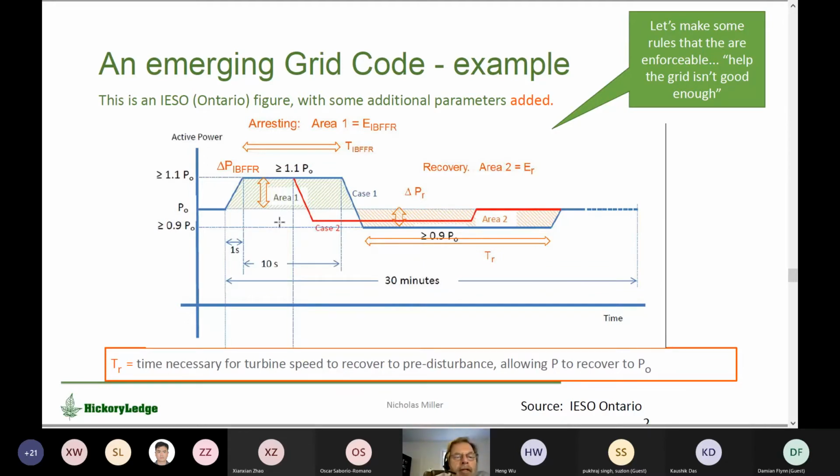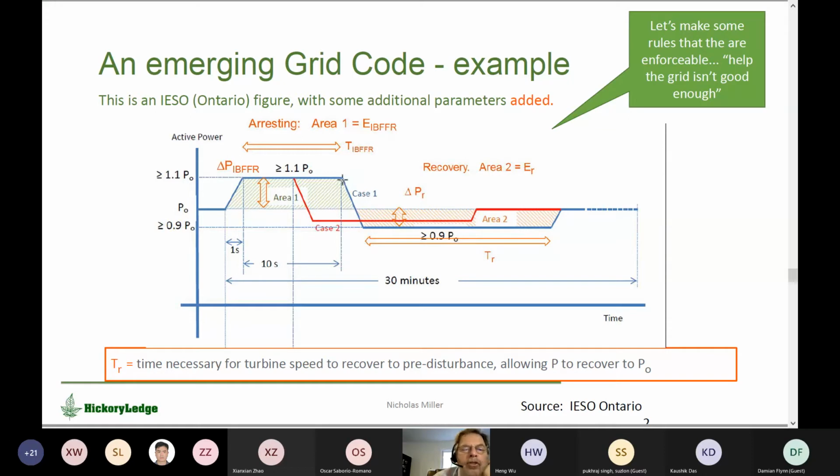So what you have here, the blue and the red are from Ontario, from IESO, and the orange things are notations that I added to help explain what's going on here. So the blue is for a case in which the system is running at some initial power, a frequency event occurs, it is mandated by the proposed grid code that the synthetic inertia respond by 10% of the initial power within 1 second. That's what this ramp is. And then sustain it for 10 seconds.